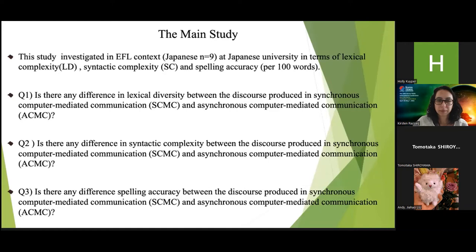This is the first research question: is there any difference in lexical diversity between SCMC and HMC? The second research question is, is there any difference in syntactic complexity between synchronous and asynchronous modes? And the third research question is, is there any difference in spelling accuracy between the discourse produced in synchronous and asynchronous modes?